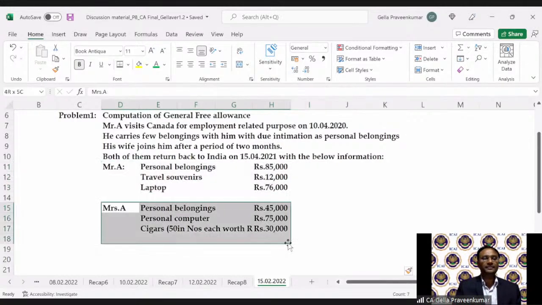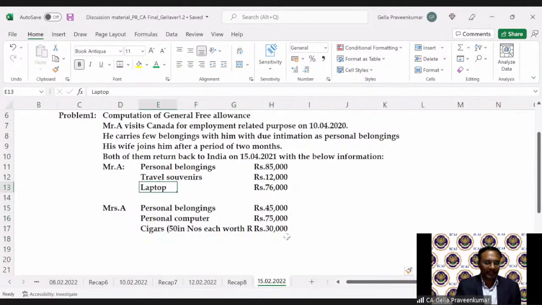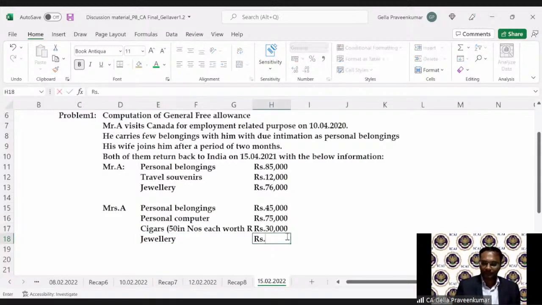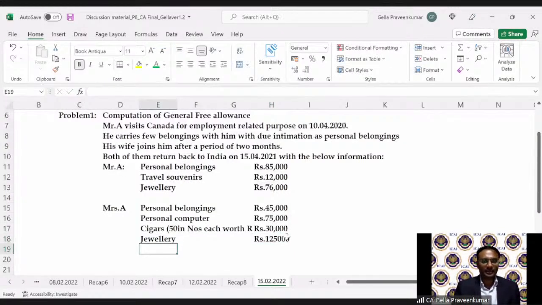Mrs. A, I think I wrongly typed this instead of jewelry. Let me also mention here jewelry. Or let me make this as 75,000.